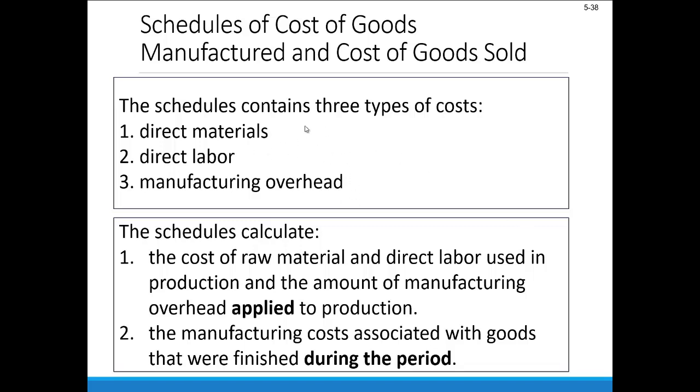All of our product costs or inventoriable cost. These schedules calculate the cost of raw materials and direct labor used in production, and then the amount of manufacturing overhead applied to production. And then we reconcile those things to determine the manufacturing costs associated with goods that were finished during the period. So that schedule of cost of goods manufactured, aka cost of goods finished, is going to end with exactly that total. What's the cost of goods manufactured for the period? Then we'll need that to determine the cost of goods sold in the period.